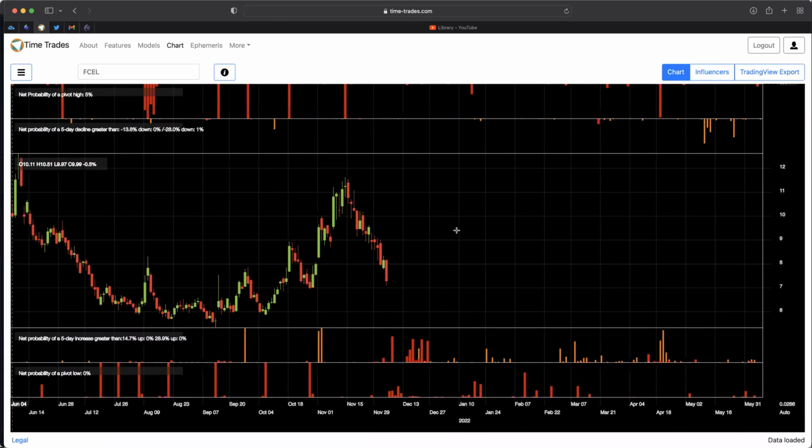If you like to take counter trend trades, Fuel Cell's got a pivot low coming up, followed by some up days. So Fuel Cell could be in a position to enjoy an uptrend for a period of 1 to 2 weeks here between December 14th through the 23rd. Okay, so that's an interesting one.